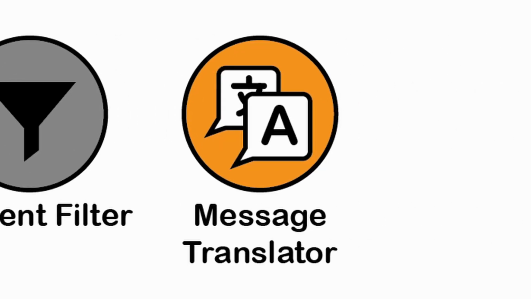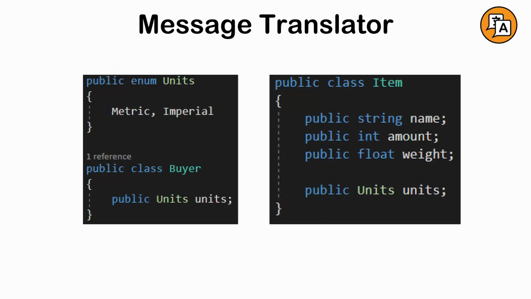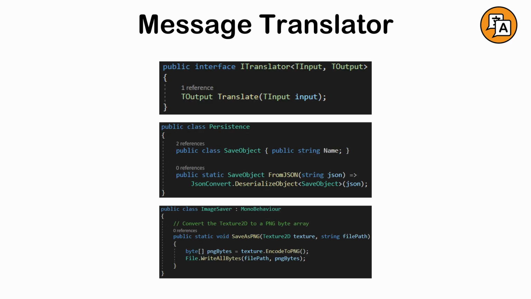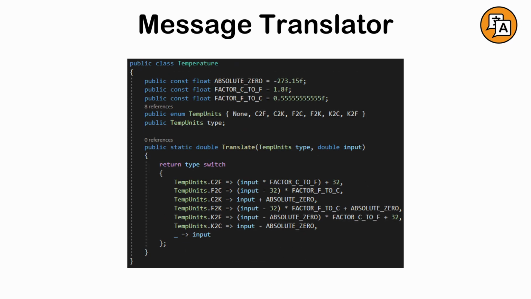The Message Translator pattern, used to convert messages from one format to another. This is typically required when different systems or services use different data formats. Functions like from.json or to.png would be examples of this pattern. Care must be taken to ensure accurate translation.